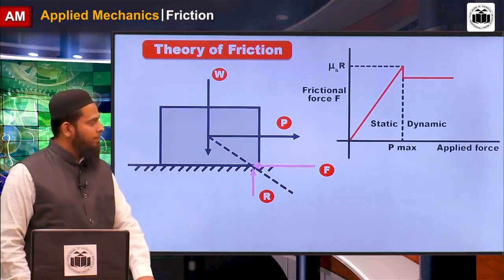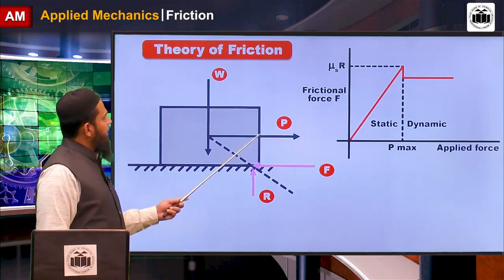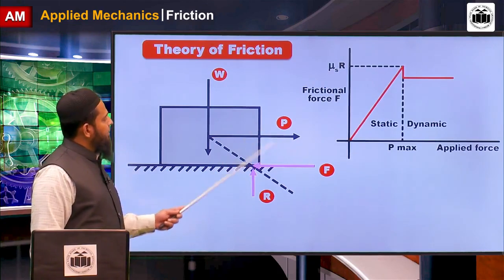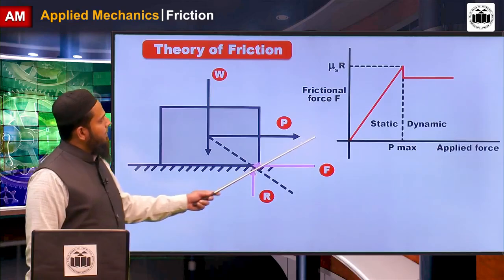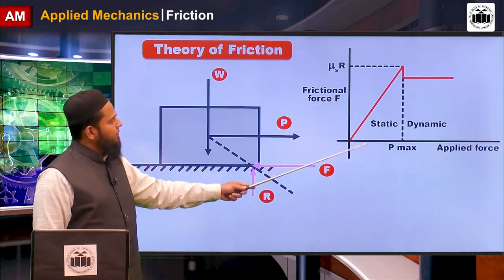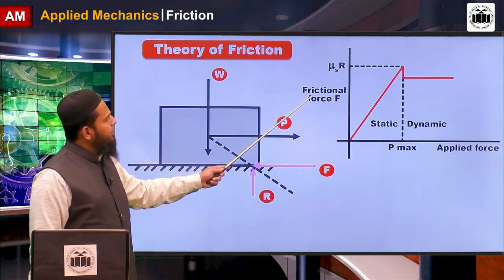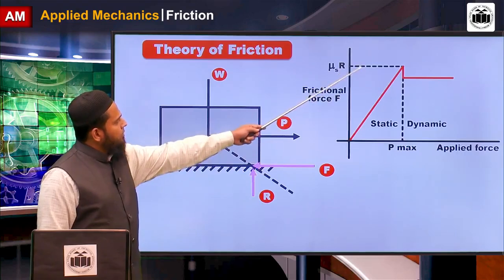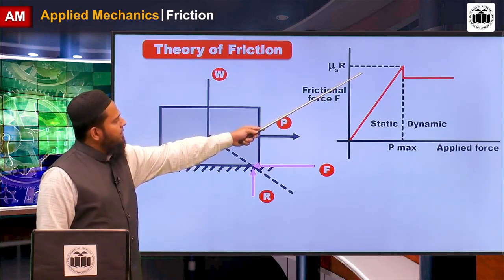Now, if I increase the pulling force P, the frictional force will also increase, and the graph of applied force and frictional force is a straight line. At the maximum, it is on the verge of motion, so it is called limiting friction.